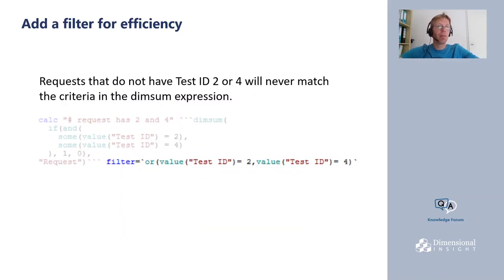An additional thing is that we can add a filter for efficiency. Requests that do not have test ID 2 or 4 will never match the criteria that we have in our DIMSUM expression, so we can add a filter there to filter these records out beforehand.